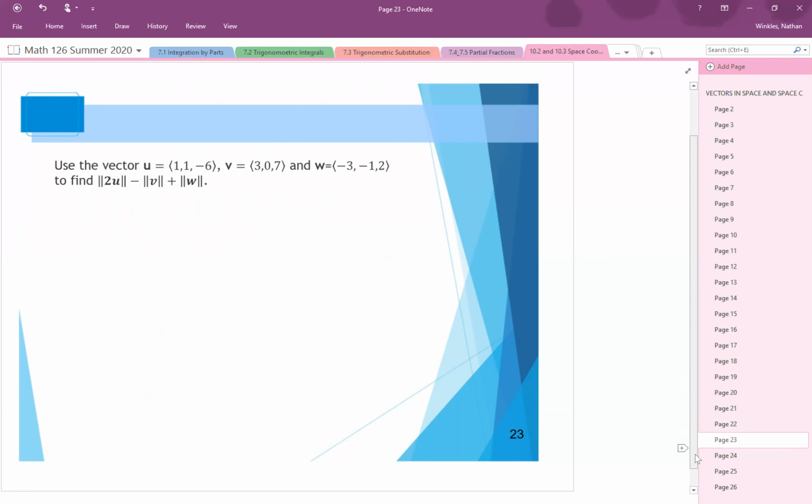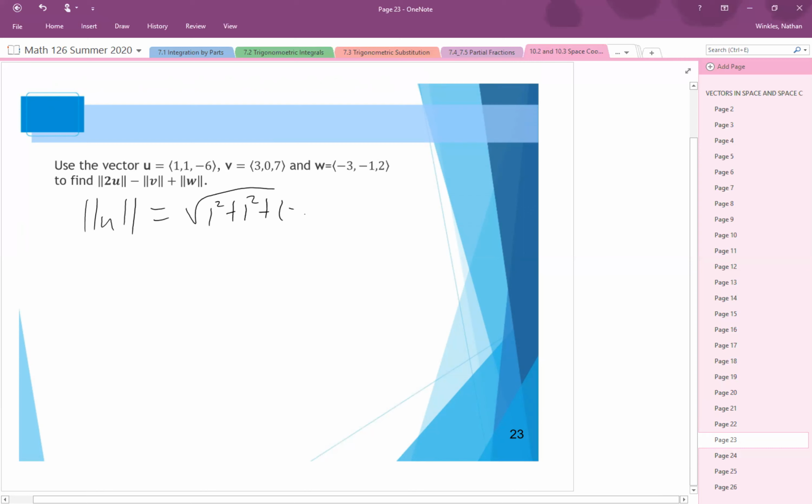So we're told use the vectors u equals 1, 1, negative 6, v equals 3, 0, 7, and w equals negative 3, negative 1, 2 to find the magnitude of 2u minus the magnitude of v plus the magnitude of w. So let's start with this. The magnitude of u is the square root of 1 squared plus 1 squared plus negative 6 squared, which is the square root of 38.